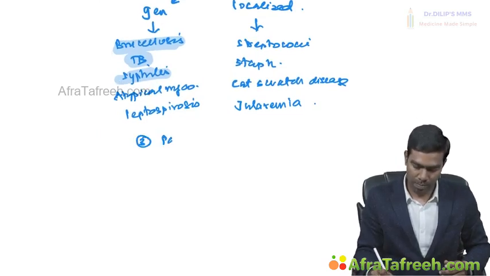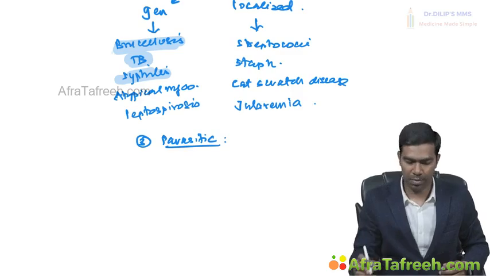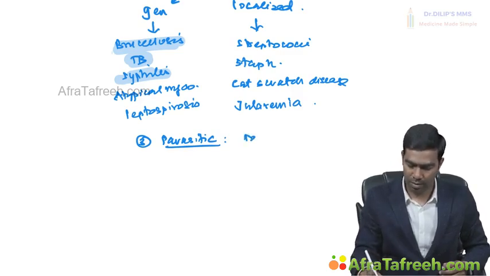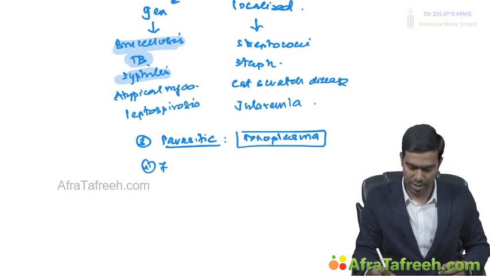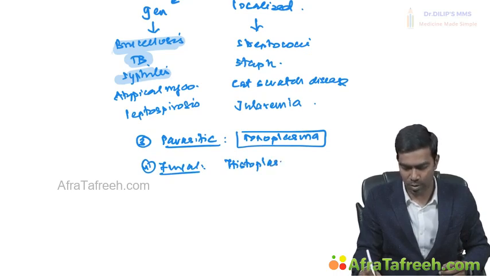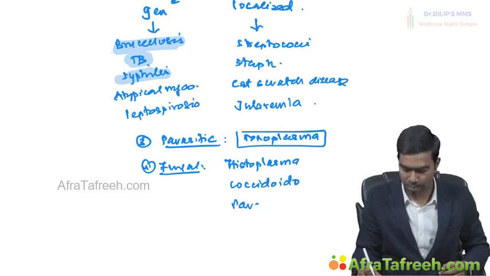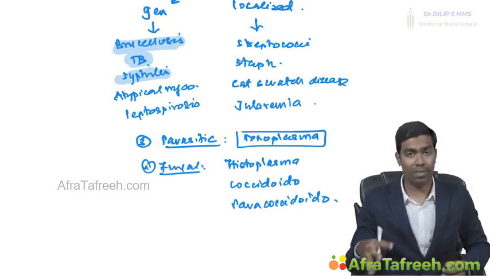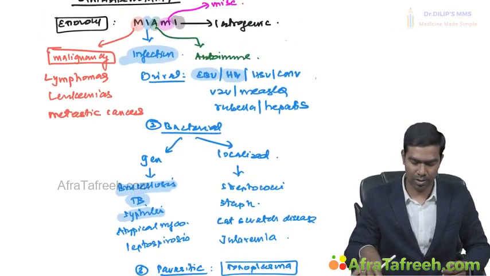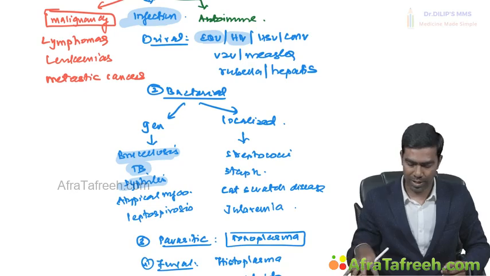Number 3, you have parasitic infections. What do you mean by parasitic infection causing lymphadenopathy? Toxoplasma, very important. Toxoplasma is the most important in this group. Then finally you have fungal infections causing lymphadenopathy: histoplasmosis, coccidioidomycosis and paracoccidioidomycosis. So these are the fungal infections that generally cause lymphadenopathy. Even blastomycosis sometimes, but these are the fungal infections that cause lymphadenopathy. So these are the very important things.